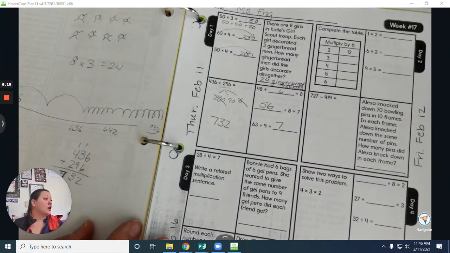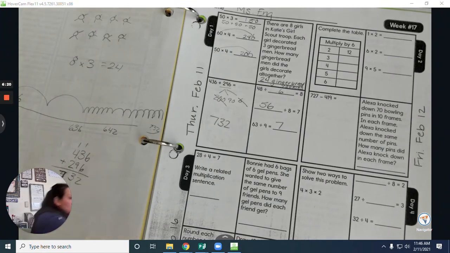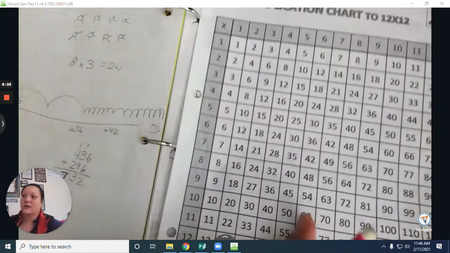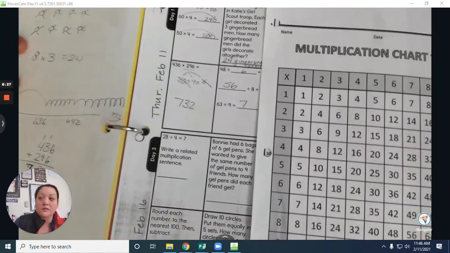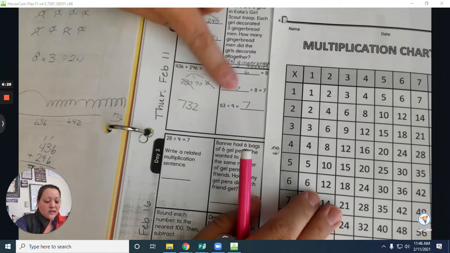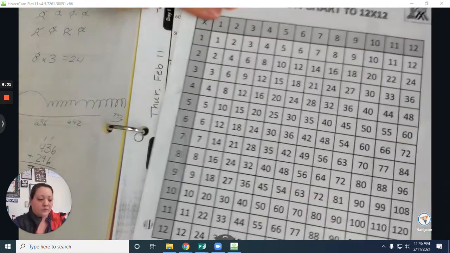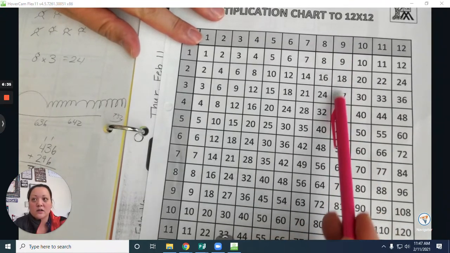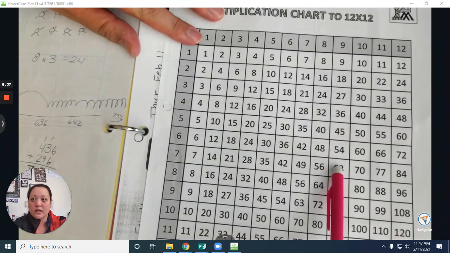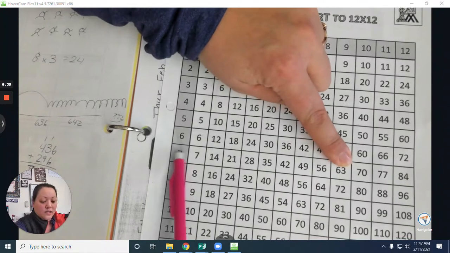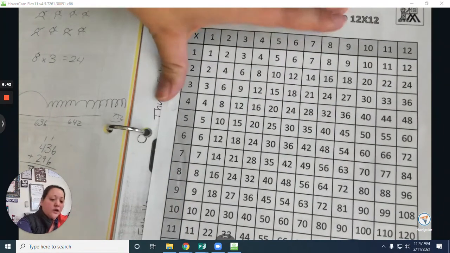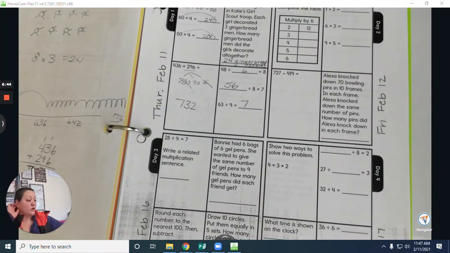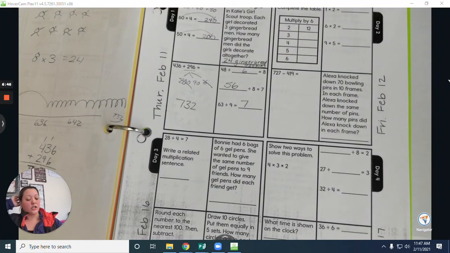Maybe you used your multiplication chart. So maybe you have this nearby, or you have a multiplication chart. I'll show you how to do it with this one too. So 63 and 9. If you have a multiplication chart, I'm in the 9s column. I go all the way down to 63. Then I go across, and that means it's related to 7. So there are different ways to solve it or understand multiplication and division and how they are related.